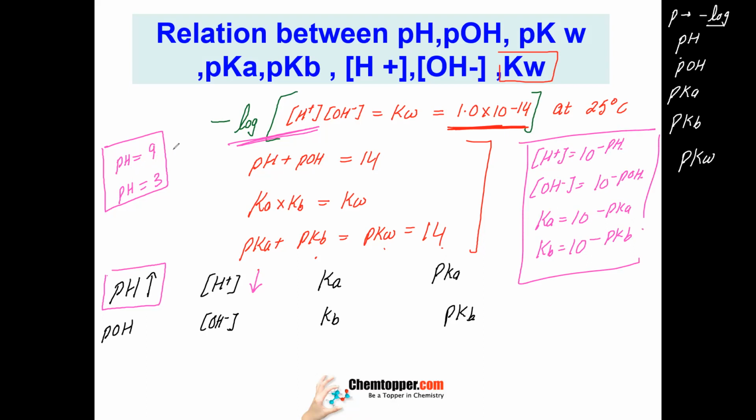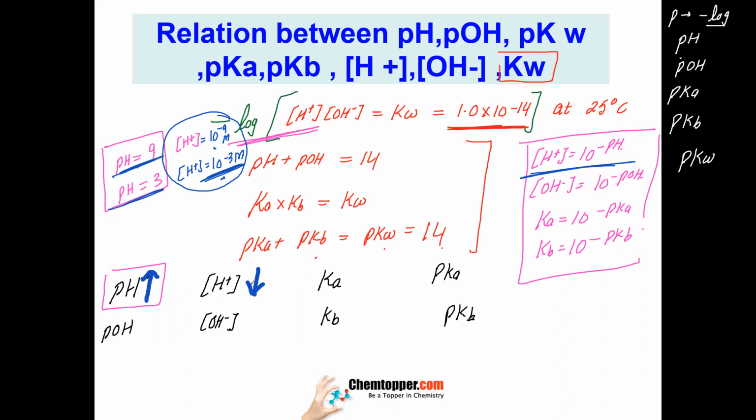So if pH is 9, then the concentration of H plus, using this equation, is 10 raised to power minus 9 molar. If pH is 3, then the concentration of H plus is 10 raised to power minus 3 molar. Which concentration is more? Minus 3. pH 3, more concentration of H plus. pH 9, less concentration of H plus. So if pH is more, then H plus is less. Agreed now? Mathematically, we have seen.